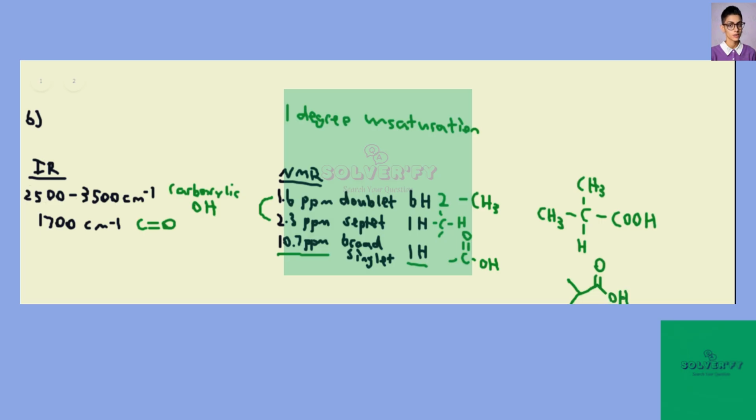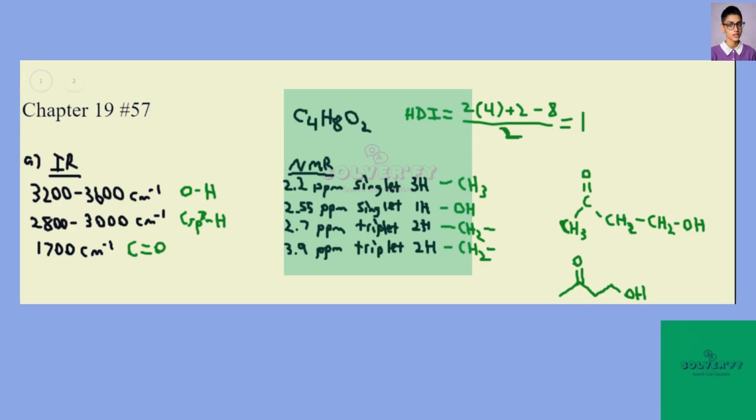Okay, so again, I think the way to approach these: start by calculating an HDI, look at the IR information and try to determine what it's telling you about functional groups in each molecule. Then look at the NMR information, and if you interpret it right, it tells you all of the pieces that you have. Then you just need to fit them together in a way that makes sense. And that's the answer to chapter 19, problem number 57.